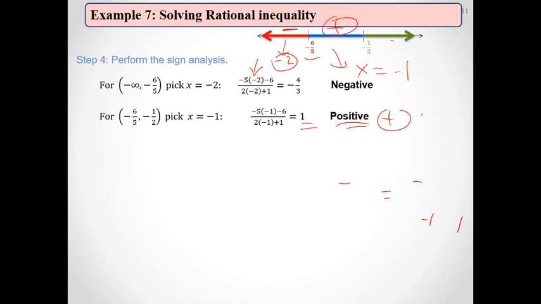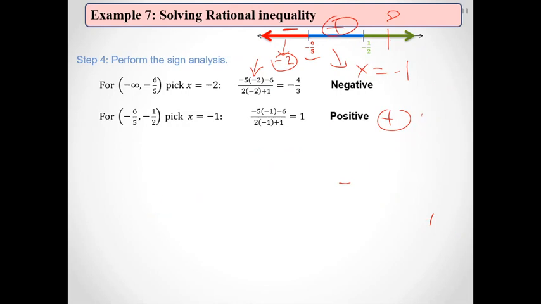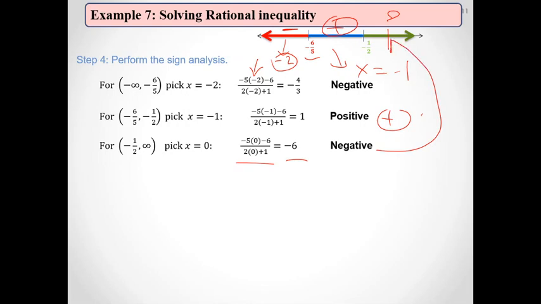And then for this one, we pick another number. We can pick 0 here, because 0 is somewhere here. We can pick 0 and plug it in the rational expression. This is how we do it. Then we have negative, so here it has to be negative. Then we have this sign chart.